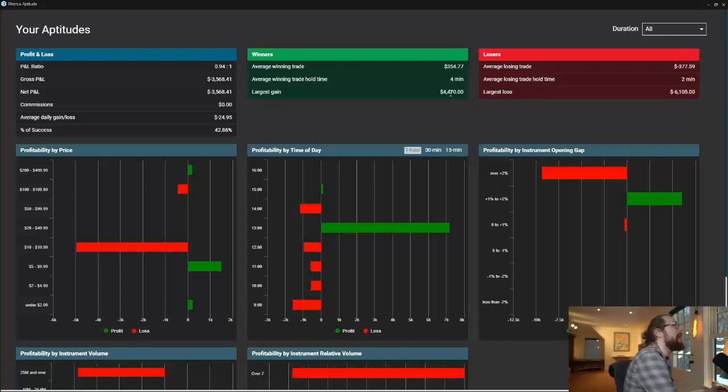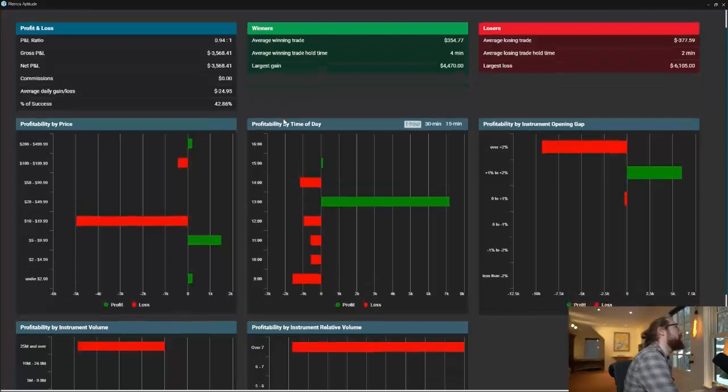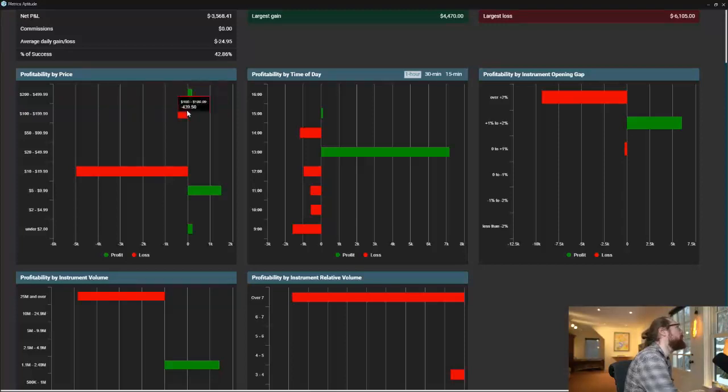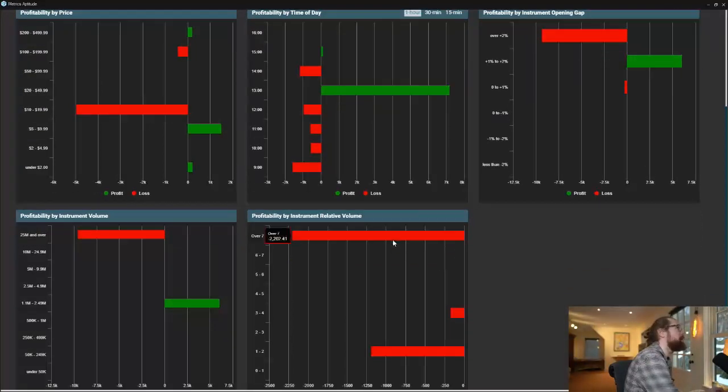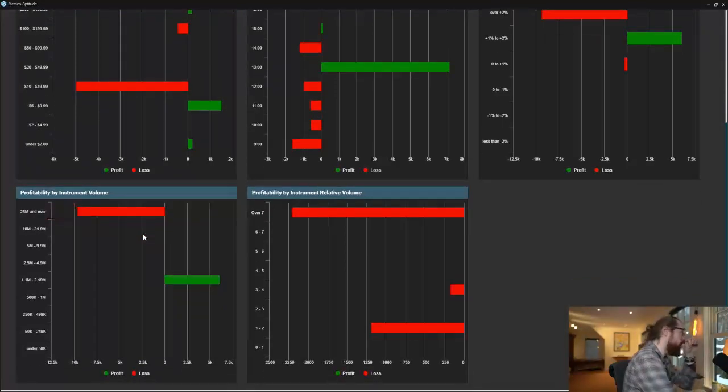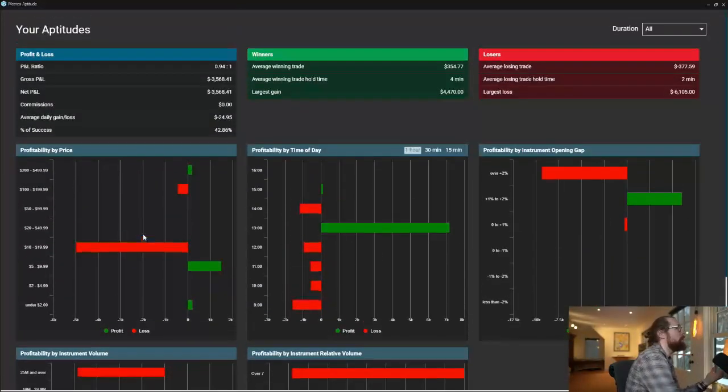I see my biggest gain. I see my biggest loser. I see my average hold time. I can see my success rate is 42% right here. This isn't great. And I can see my profitability by price, by time of day, by whether or not the stock was gapping up or down, by relative volume, and by the instrument's total volume. So all of this helps you get feedback as to whether or not you're trading well, essentially.